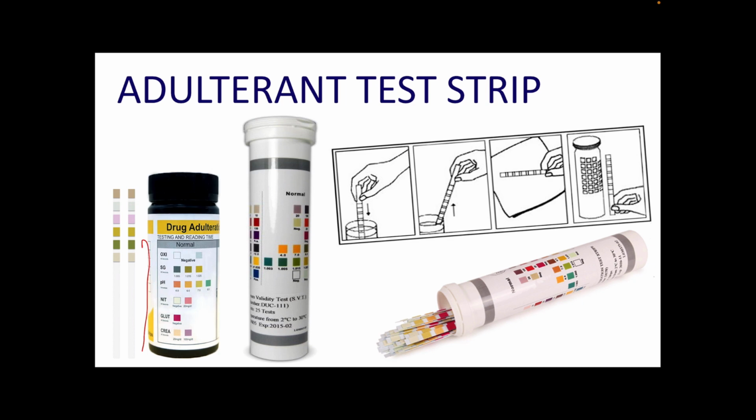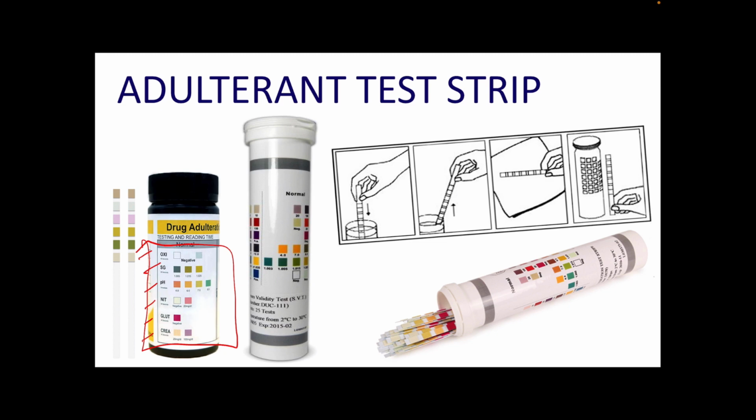So normally it contains 7 parameters such as the oxidants, specific gravity, pH, nitrite, glutaraldehyde, and creatinine. So the validity test using these adulterant strips must be performed before performing any drug test on the urine sample, just to verify that the urine is of sufficient quality to perform a drug test, especially in the case of clear urine, and also to verify that the urine has not suffered unusual changes or adulteration designed to falsify urine samples for drug testing. So this one is very easy.